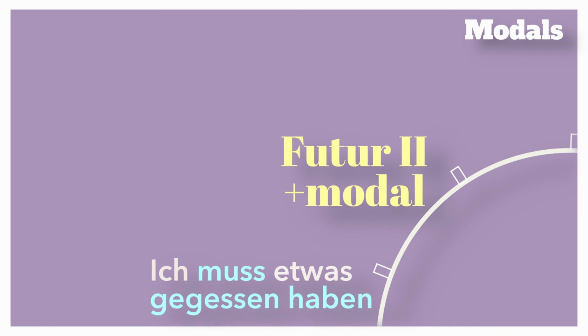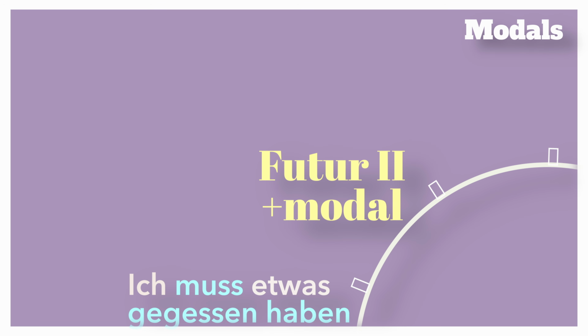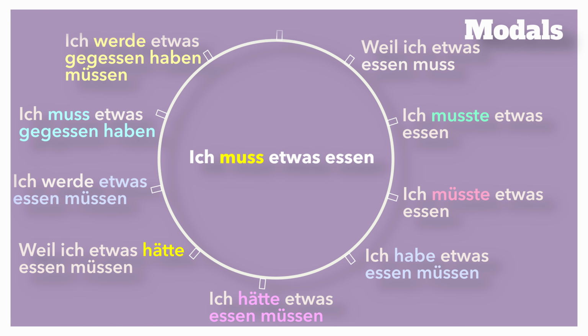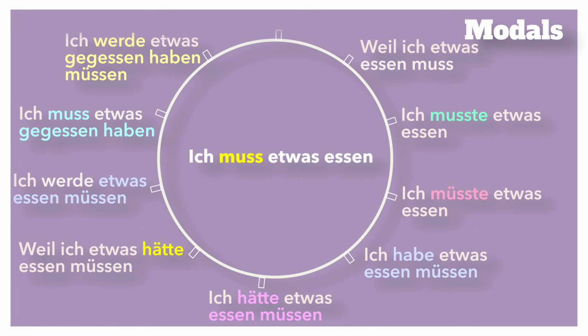Okay, if we add the verb werden, things get even more complex. Ich werde etwas gegessen haben müssen. I will have had to have had something to eat by some time or point in the future. And luckily, that's where we're going to stop this particular exercise. In each case, see how quickly you can move through these. Make sure you know what you're saying in each case and understand the complexities of each sentence. And the idea is to train your brain to run through all these variations without having to think too much.